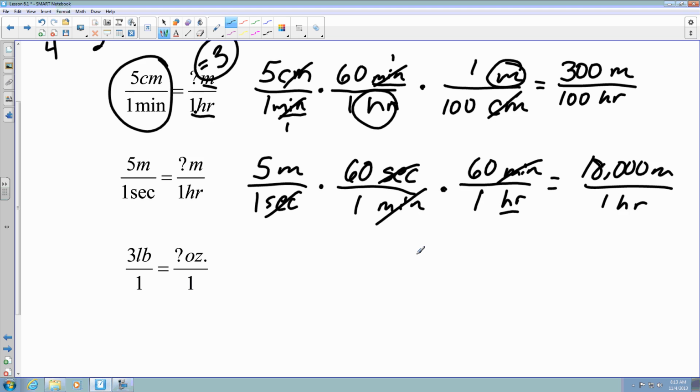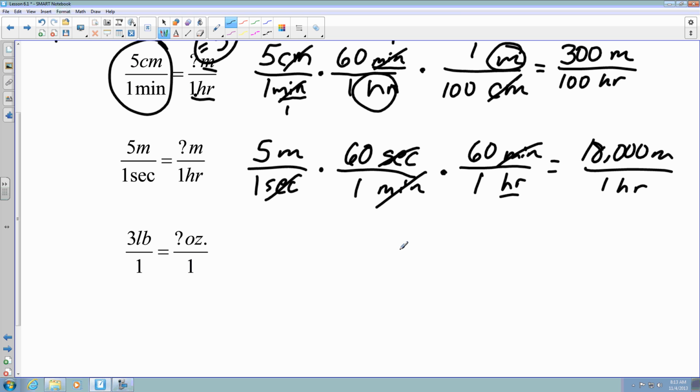Last example. I got 3 pounds over 1 equals question mark ounces over 1. Again, all I have to do now is convert pounds to ounces. So I'm going to rewrite my fraction from the left. I'm going to multiply this. I know I'm going to put pounds on the bottom because I want to cancel that out eventually. And the conversion from pounds to ounces is 1 pound is 16 ounces.